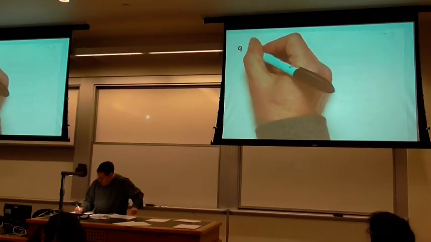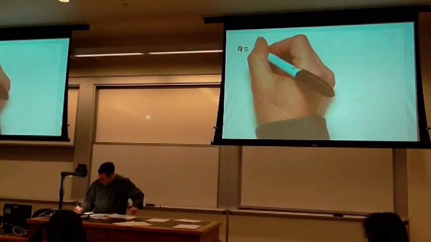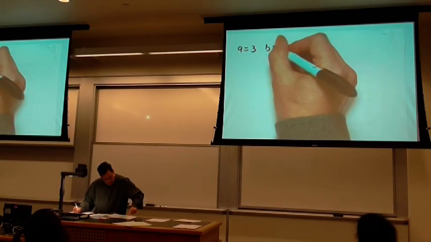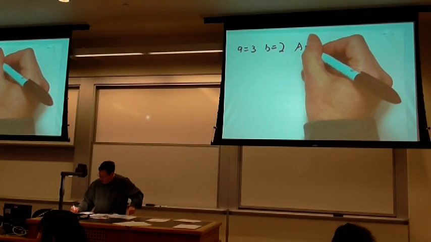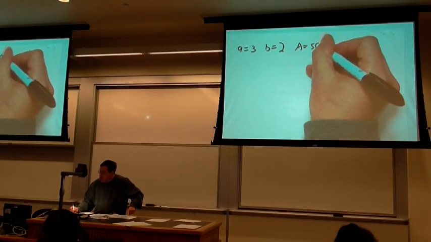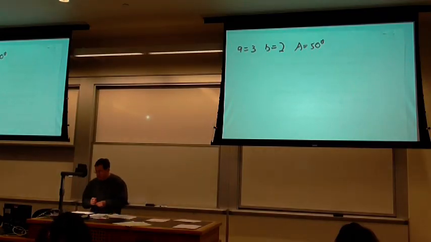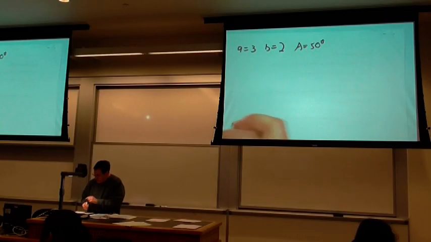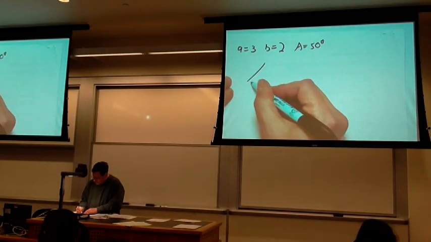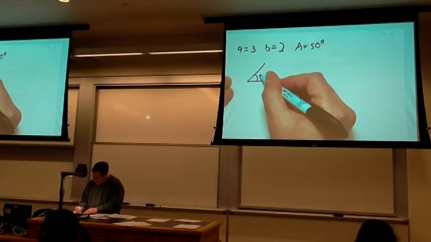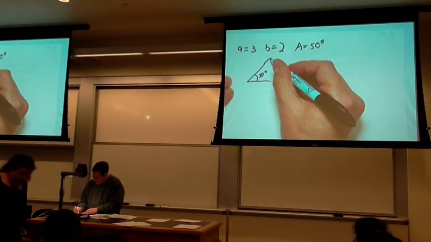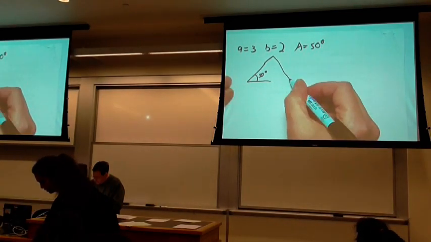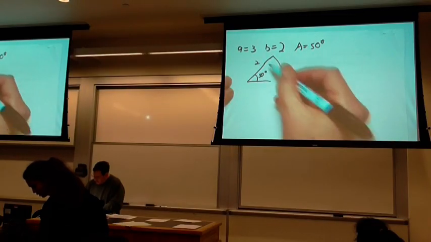So a equals 3, b equals 2, and angle A equals 50 degrees. So we have an angle here of 50 degrees, and side a is 3, and b is 2.